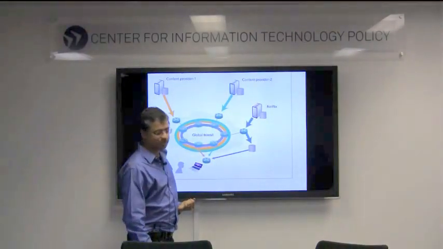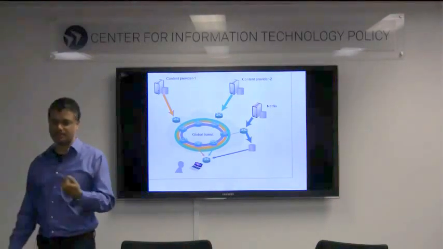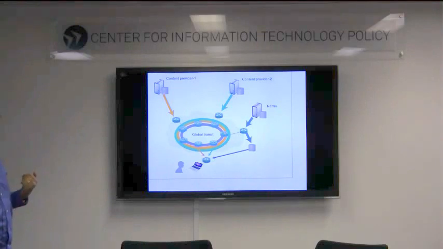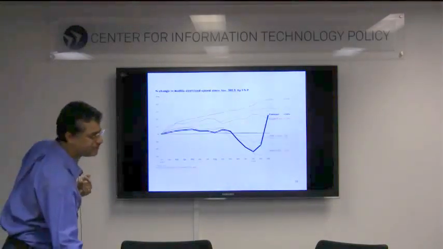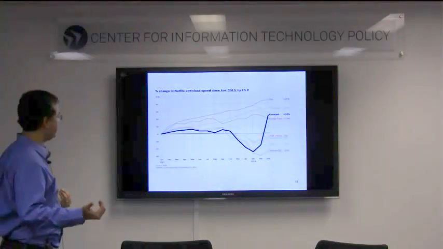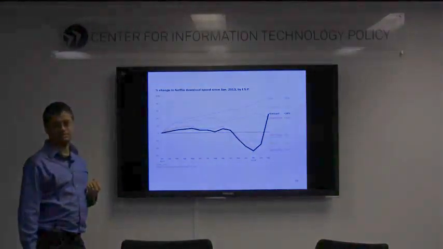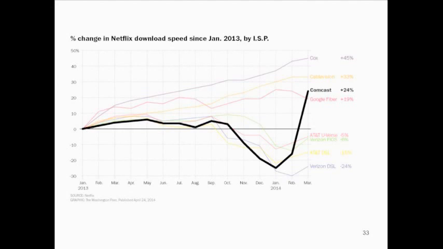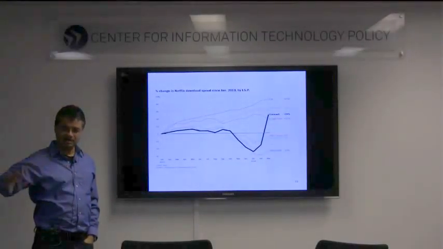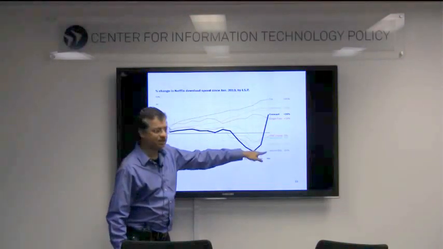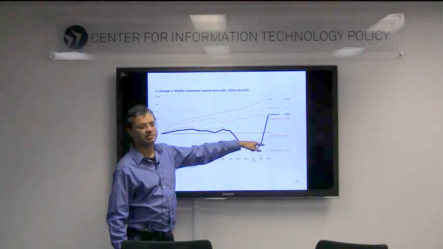And Netflix now has a paid peering arrangement with Comcast, with Verizon, with AT&T, and with the fourth one, Time Warner, right? They're cutting out transit. They're dealing directly, and this is the percentage change in Netflix download speeds since 2013 by ISP. This is the point at which Netflix entered a paid peering arrangement with Comcast, and with all the other three, Netflix has now entered a paid peering arrangement as well.